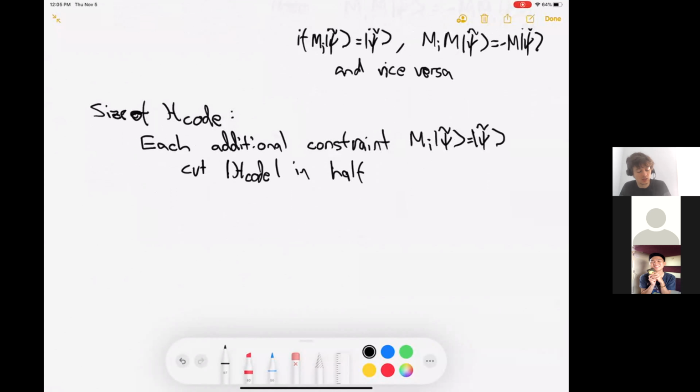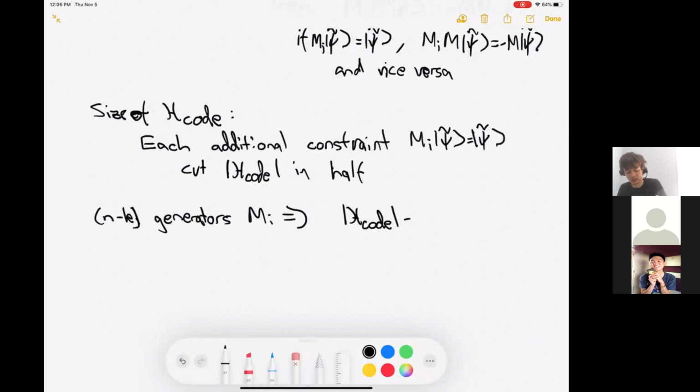Okay, so if we have n minus k generators Mi, then the size of H_code is 2 to the n divided in half n minus k times, which is of course just 2 to the k. Okay, so our code subspace consists of k logical qubits.